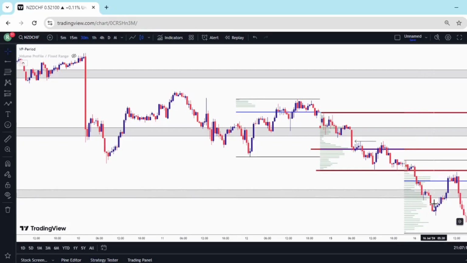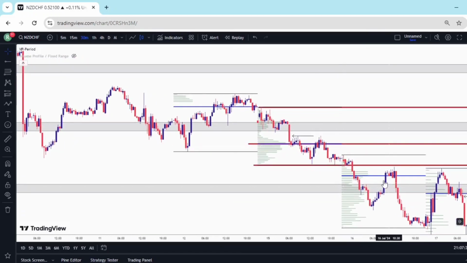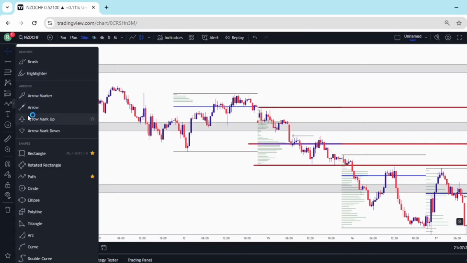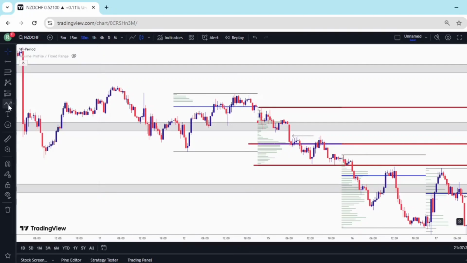And you can see what the market did. The market broke the structure and retraced back to the what? To the low of the previous day. So this is my trade trigger. I will trigger my trade from this candlestick.